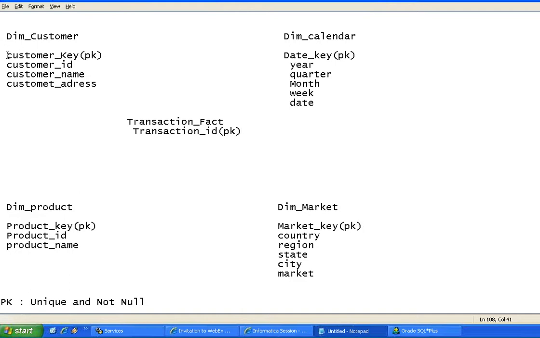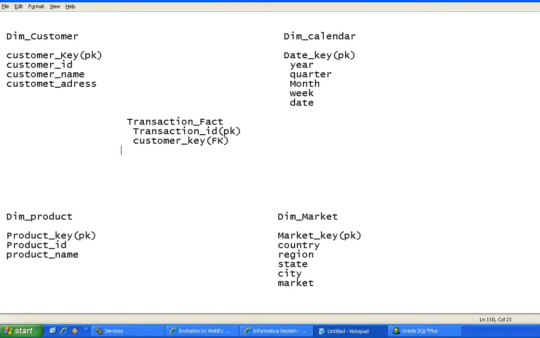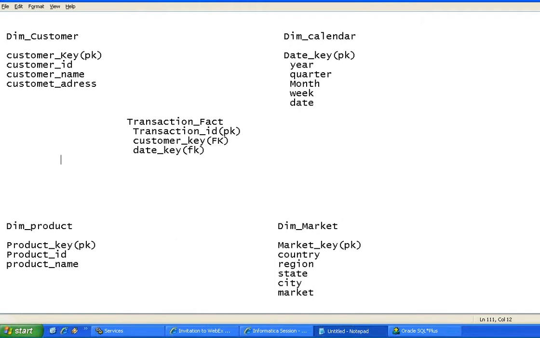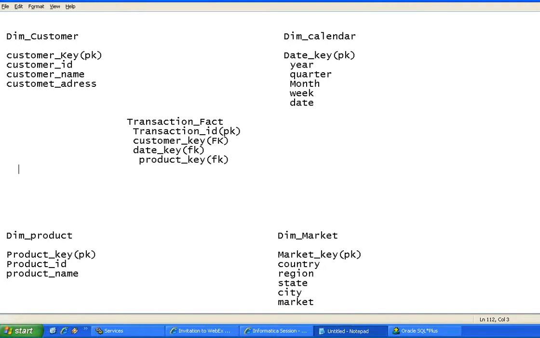So all the foreign keys will be contained here. Since we have the primary key here, customer key, foreign key will be contained here. Date key, foreign key will be contained here. Product key, foreign key will be contained here. Similarly, market key, foreign key will be contained here.